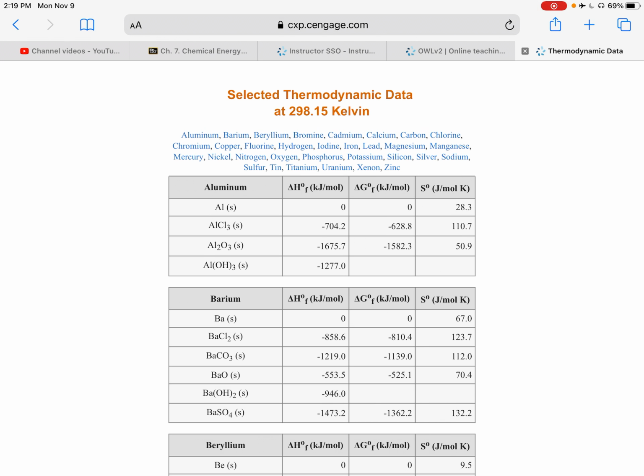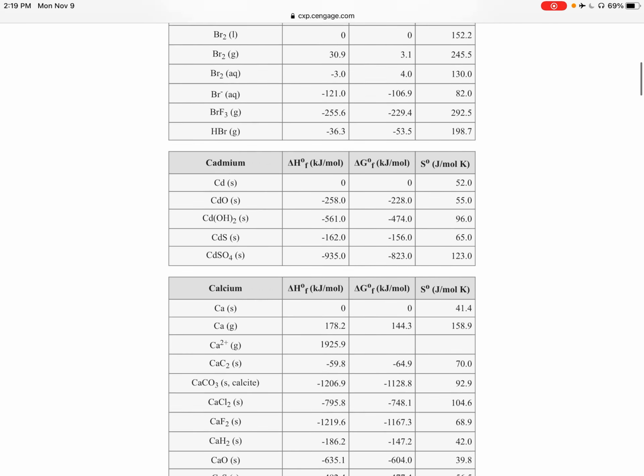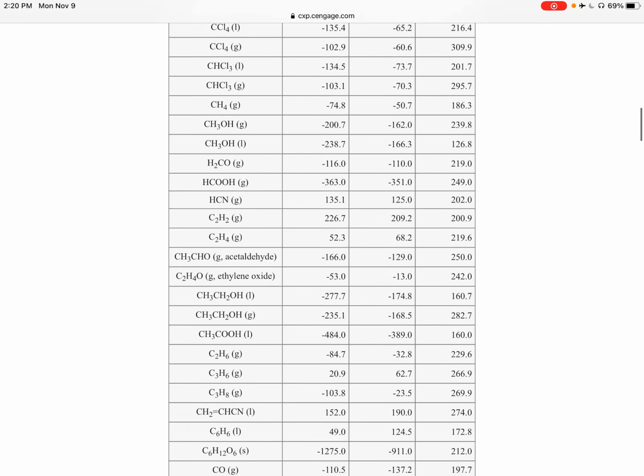Alternatively, you can look at the appendix in your textbook to find thermodynamic data as well. Now, the thermodynamic data that we're interested in here is the column of standard enthalpies of formation. You can see that it's organized by chemical, starting with the first element in the compound, going from aluminum to barium to beryllium to bromine to cadmium all the way down.